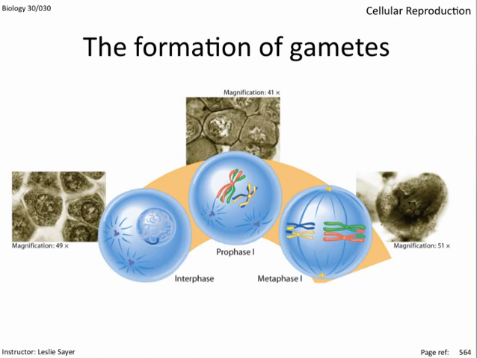Interphase, prior to meiotic division, is the same as for mitotic division. DNA replicates during S phase, and the cell gets bigger to accommodate the division. The first of the two divisions, meiosis I, begins with Prophase I, not necessarily the longest part of the process, but one where a lot happens.